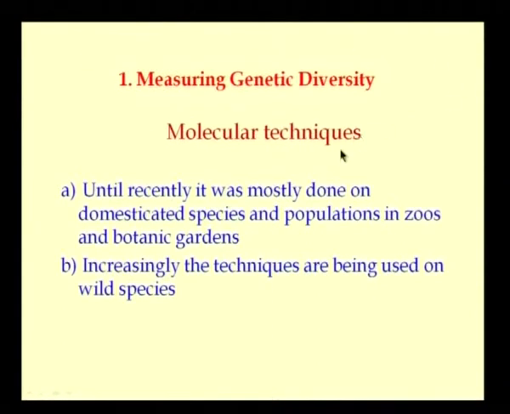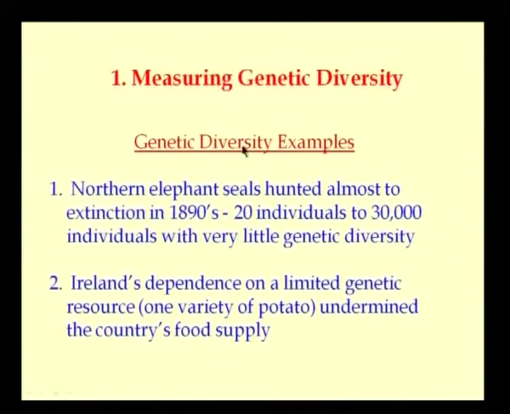Molecular techniques are one of the ways of measuring genetic diversity. So, until recently it was mostly done on domesticated species and populations in zoos and botanic gardens. Increasingly the techniques are now being used on wild species too. So, there are some examples. For instance, northern elephant seals, hunted almost to extinction in the 1890s, went from 20 individuals to 30,000 individuals with very little genetic diversity. The other example is Ireland's dependence on a limited genetic resource of just one variety of potato, which actually undermined the country's food supply.